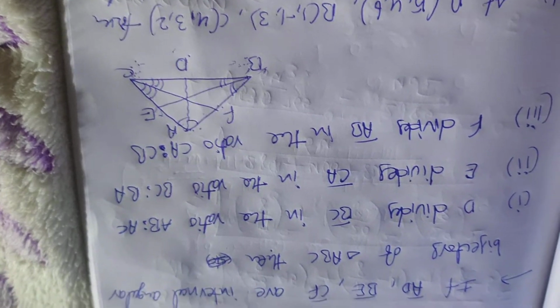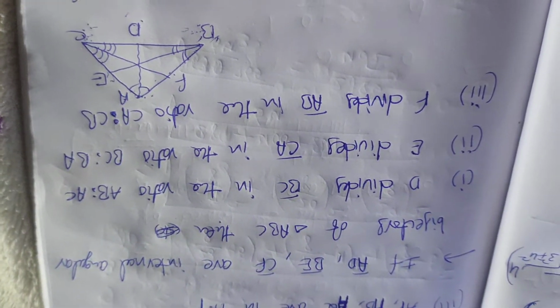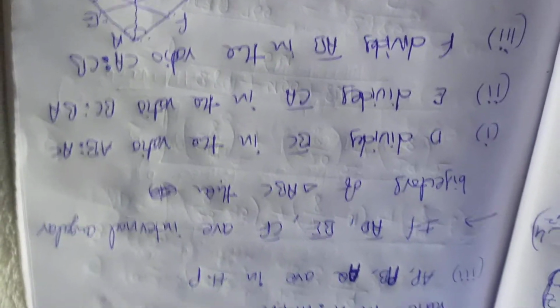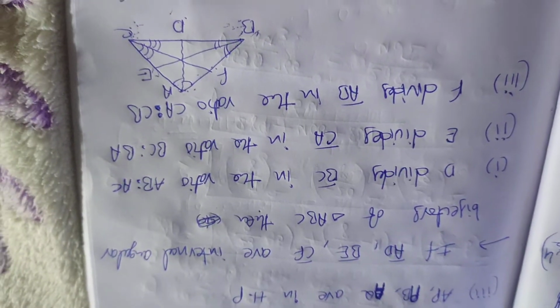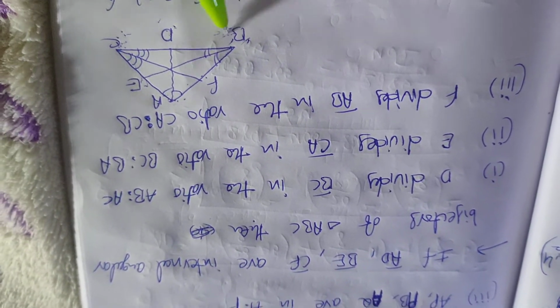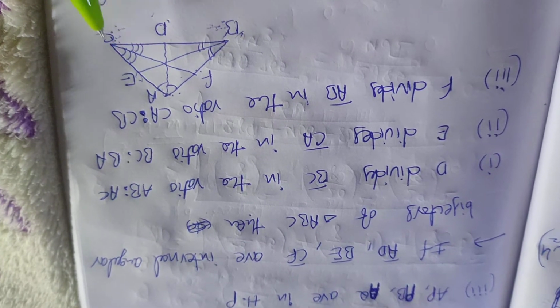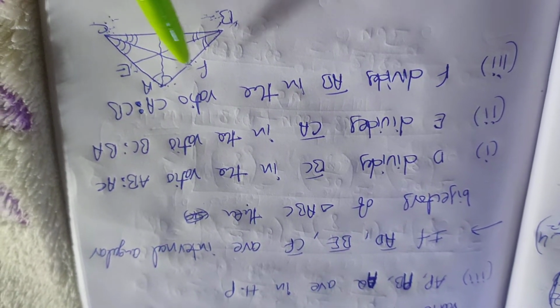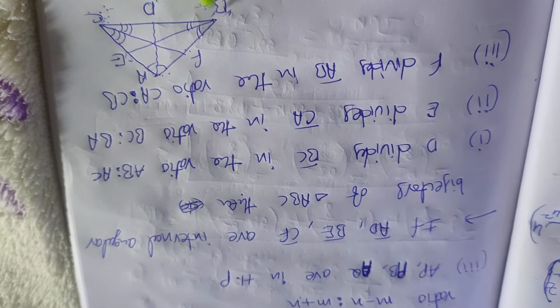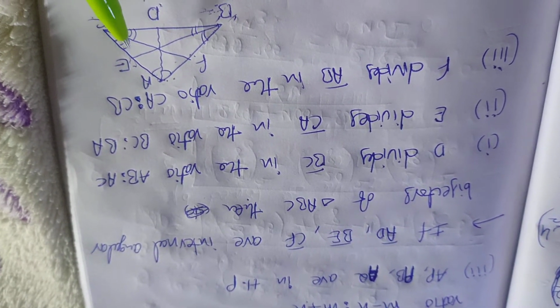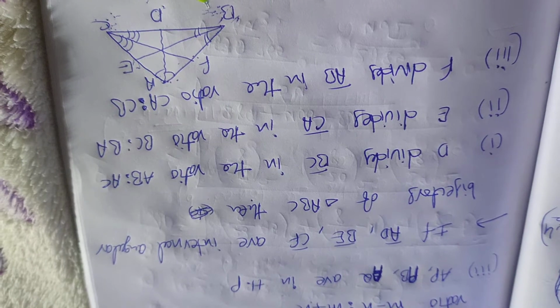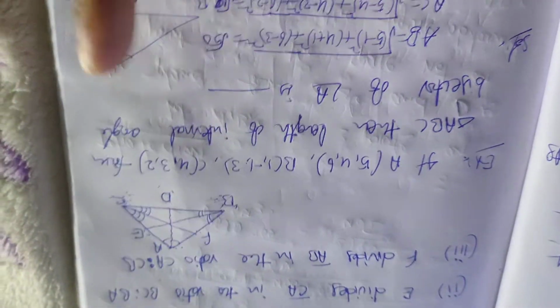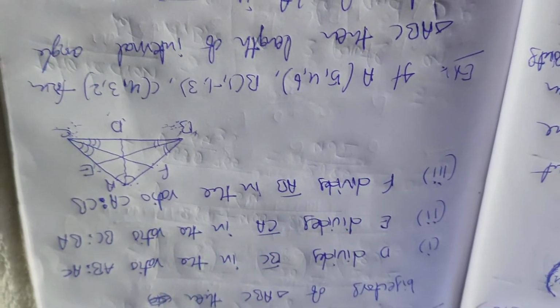No problem, anyone you can write. So this is the angular bisector theorem we have in 10th class. Just remember this concept. So D divides BC in the ratio AB is to AC, E divides CA in the ratio CA is to CB, and F divides AB in the ratio AC is to CB, or CA is to CB. No problem. Next one. Based on this, take one problem.